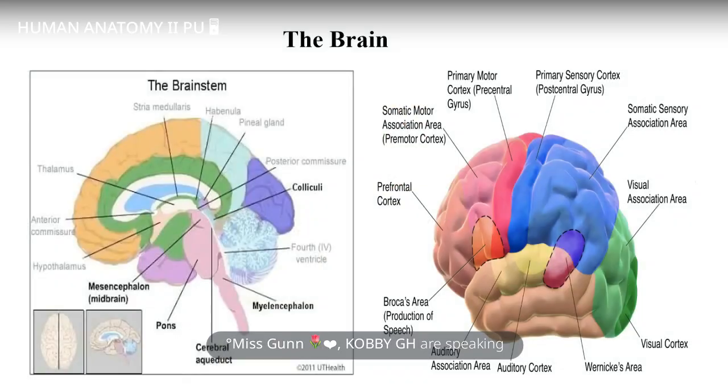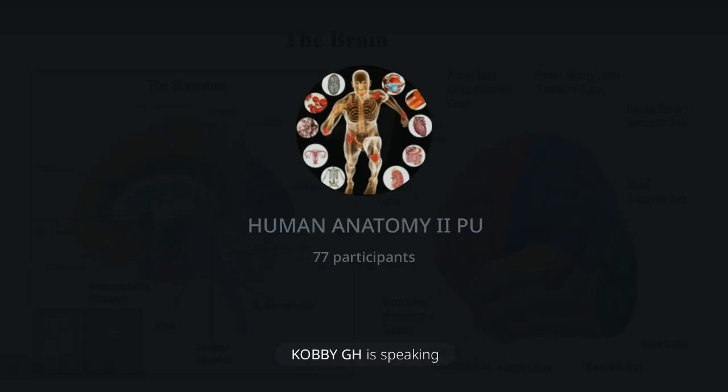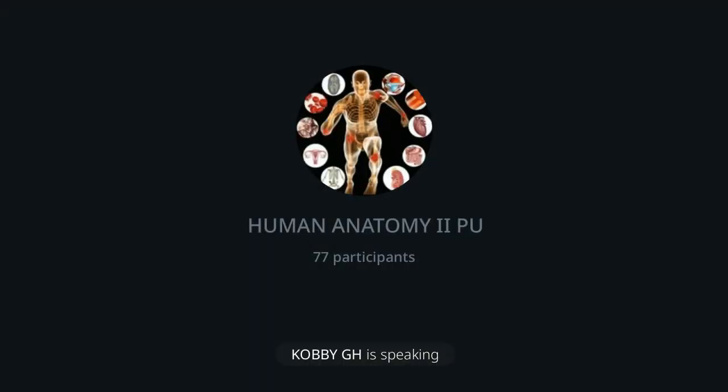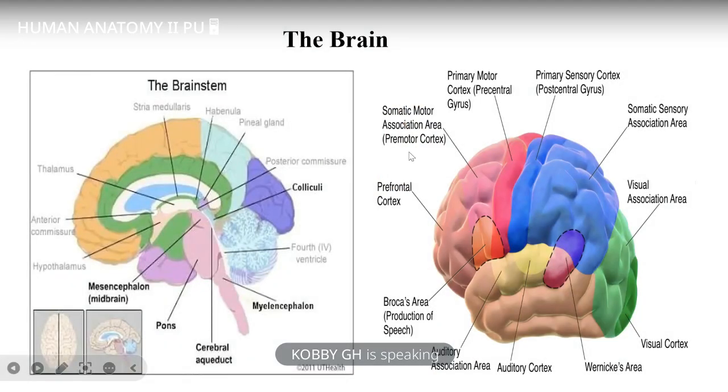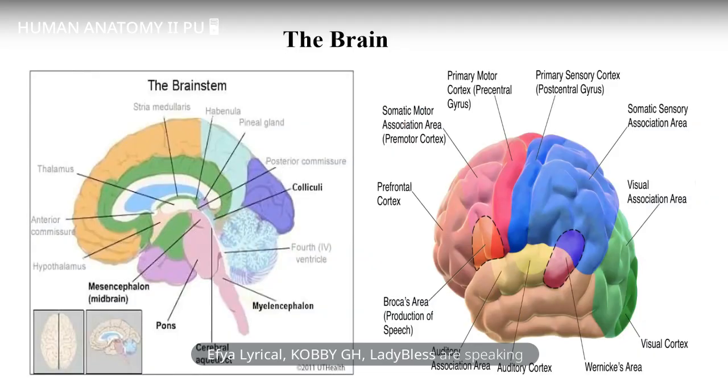So that is basically the frontal lobe. So you see the frontal lobe is made up of what? In the frontal lobe, we have the prefrontal cortex, we have the Broca's area, we have the primary motor cortex, we have the association area. Okay, good. Which one is the next lobe? We've done the frontal lobe. Which one is the next lobe? Parietal lobe. Good, the parietal lobe.